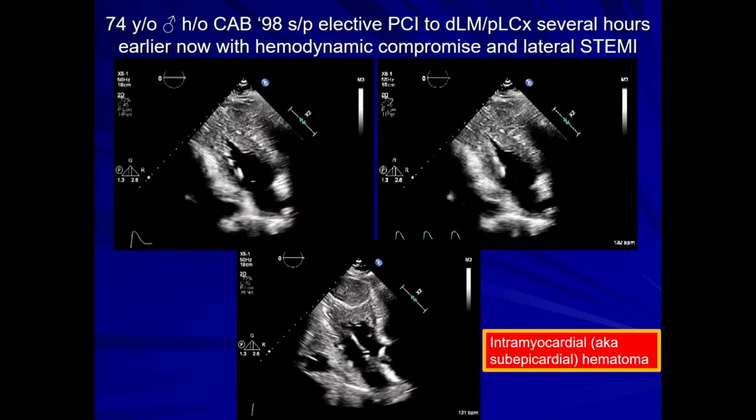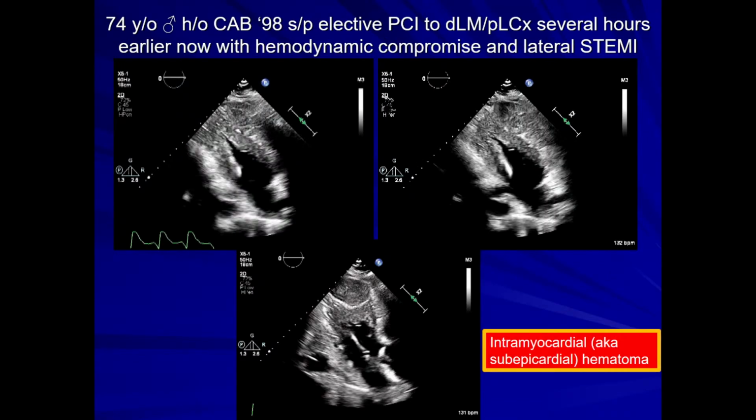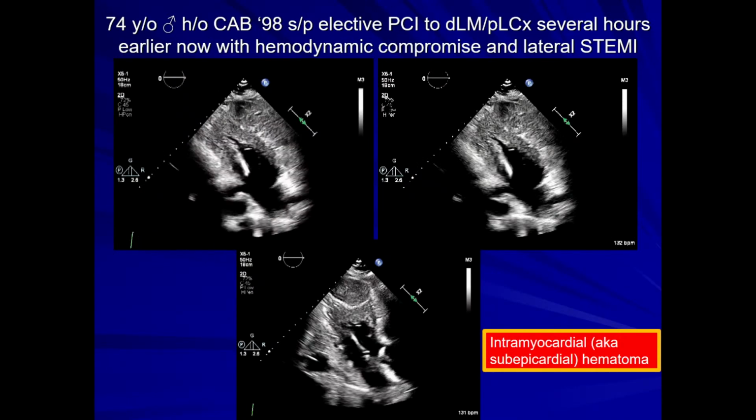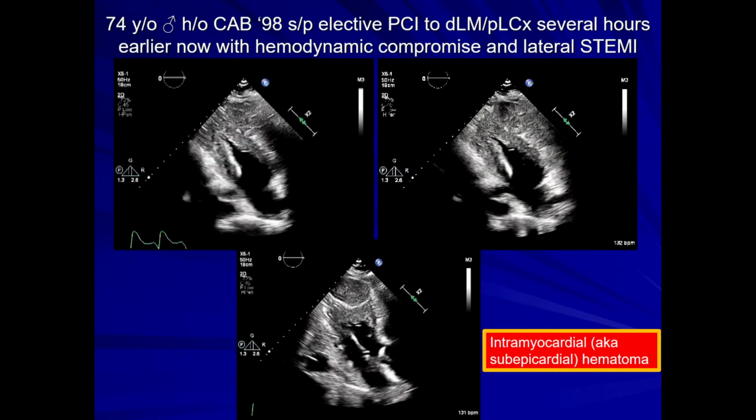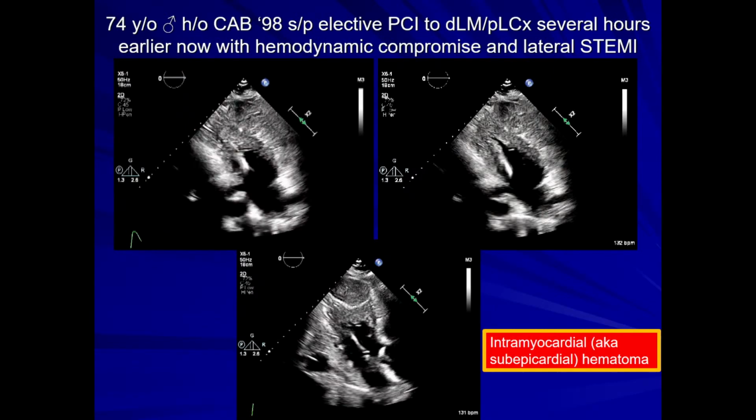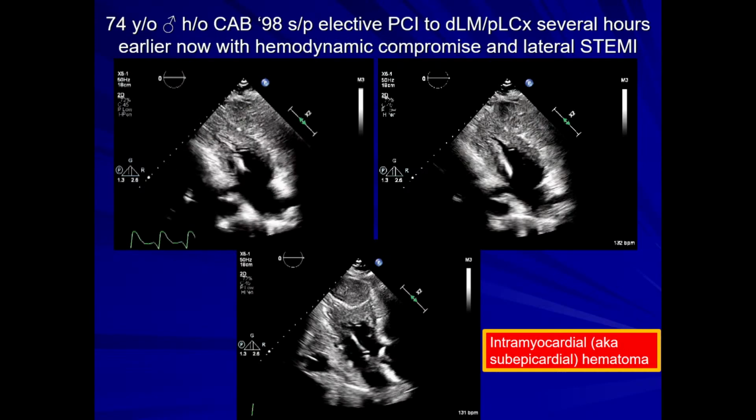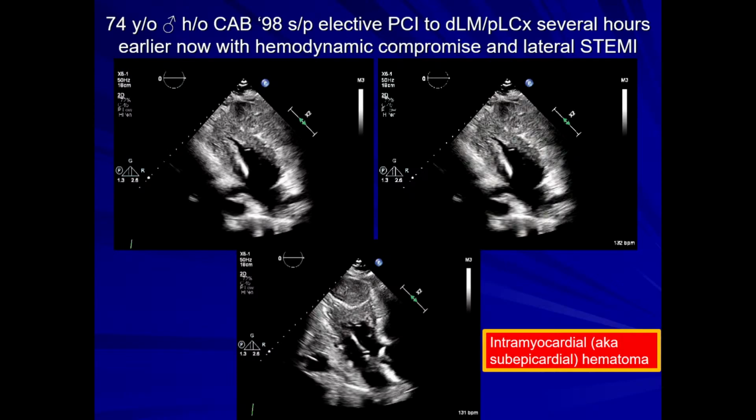And this was an interesting case. This was a 74-year-old man who had a history of CABG and came for an elective PCI to the distal left main and proximal circ. Several hours earlier, he had cardiac arrest and had an Impella placed, because you can see that Impella there in the LV, and a stat echo. And basically you can see that there's this huge mass lateral to the LV. And then on the parasternal long axis view below, you can see it's very circular. So it's a very oblong circular mass, and you can see it's causing compression of the myocardium itself.